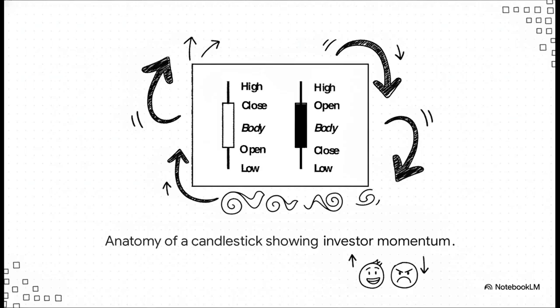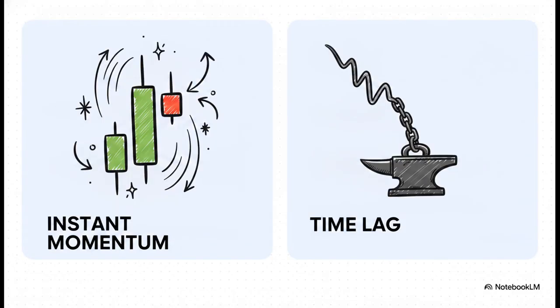Then you've got the wicks stretching out above and below, showing you the absolute highest and lowest prices of that session. A white or empty body means buyers pushed the close higher than the open. A black or filled body means sellers took control and drove it down. Just by observing the size of the body and the length of those wicks, human momentum and emotion become instantly visible to you. And honestly, this is exactly why candlesticks are vastly superior for short-term reads compared to your standard bar charts.